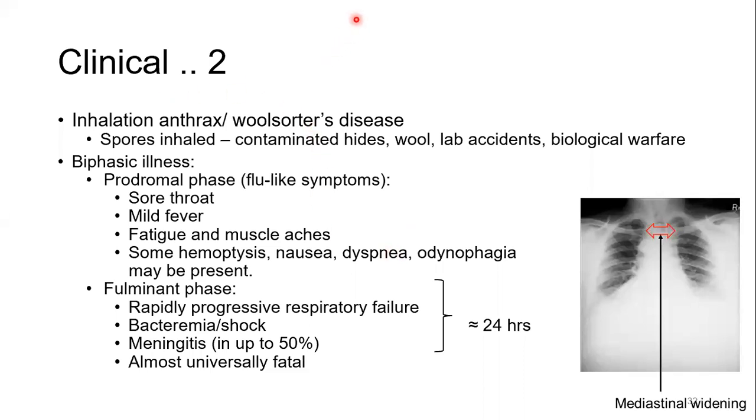Okay, so we have inhalational anthrax, or wool-sorter's disease. That's what it's also called. And this is mainly from spores that are inhaled from contaminated hides or wool.